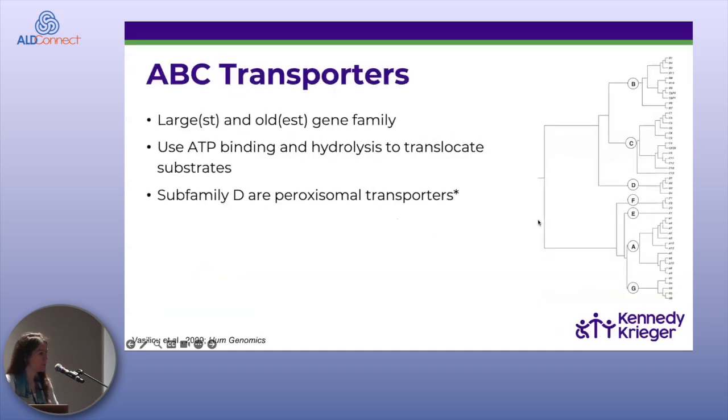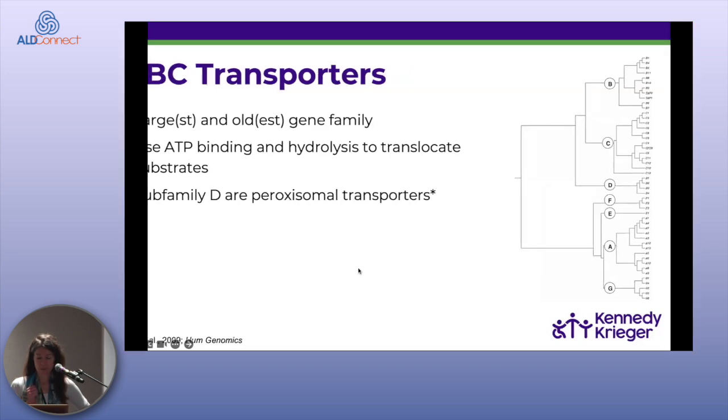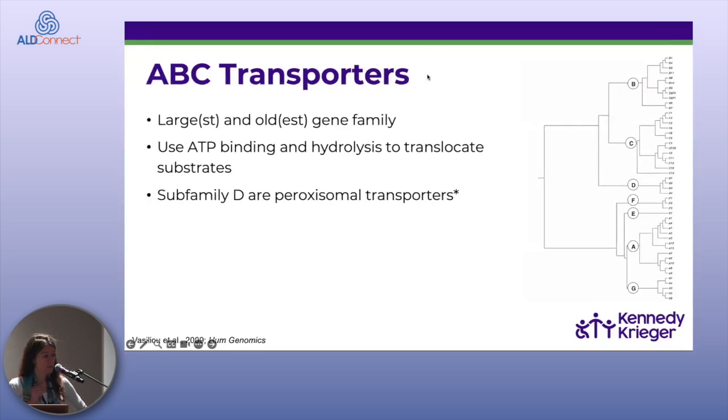So skipping, of course, an introduction into ALD, but we know that ALD is caused by variants in the ABCD1 gene. And maybe what some people are not as familiar with is the family of ABCD transporters or ABC transporters. So this is one of the largest and oldest gene families in humans. There's 49 ABC genes and 7 subfamilies. And of course, the ones that we're interested in are ABCD.